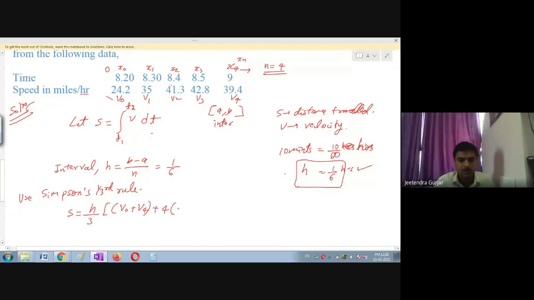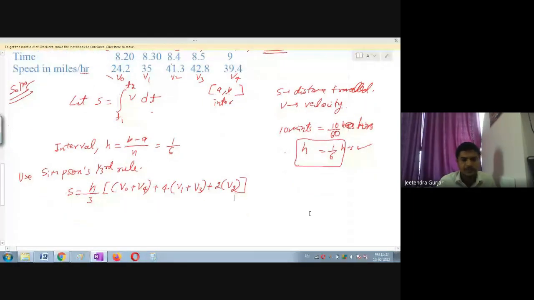the odd terms. How many odd terms are there? V1 is there and V3 is there. So please remember this: 4 into odd terms plus 2 into even terms. So even, V2 is there. V4 I should also write here, but already I have written V4, so I cannot write it again and again. So I will close with V2 only. So here is the formula you have to remember, and now you can just substitute the values.